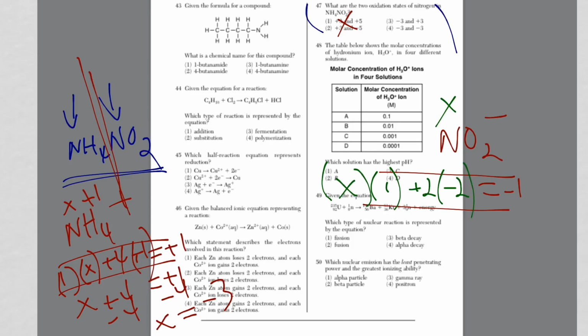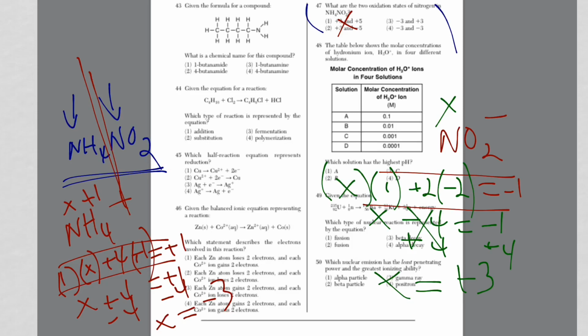Let's solve for X. X times 1 is X. 2 times a minus 2 is minus 4. That's equal to minus 1. I need to get X alone, so what am I going to do? I'm going to add 4 to both sides. So X is equal to plus 4 minus 1, which is plus 3.